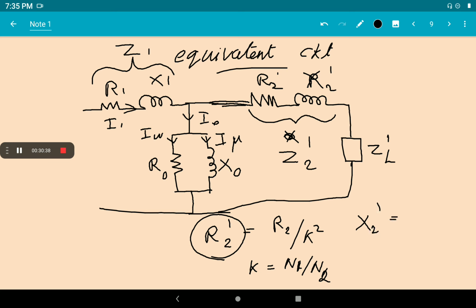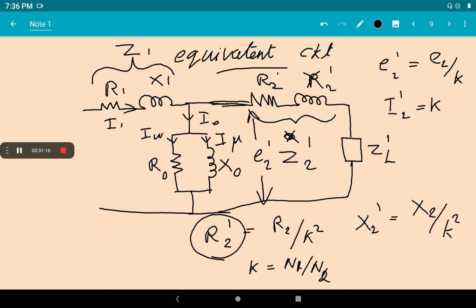X2 dash കണ്ടുപിടിക്കാൻ, resistive and reactive component as referred to primary കിട്ടണമെങ്കിൽ just divide it by K square. X2 by K square ചെയ്താൽ you will get the reactive component. അതേപോലെ നമ്മൾ വോൾട്ടേജ്, we know in secondary there is a voltage E2. So when we transfer it to the primary, we represent it as E2 dash. But E2 dash is E2 by K. ഇവിടെ സ്ക്വയർ ഇല്ല, അത് ഓർക്കുക. അതേപോലെ കറണ്ട് ആണ് ട്രാൻസ്ഫർ ചെയ്യുന്നതെങ്കിൽ I2 dash എന്ന് പറയുന്നത് K I2 ആണ്.